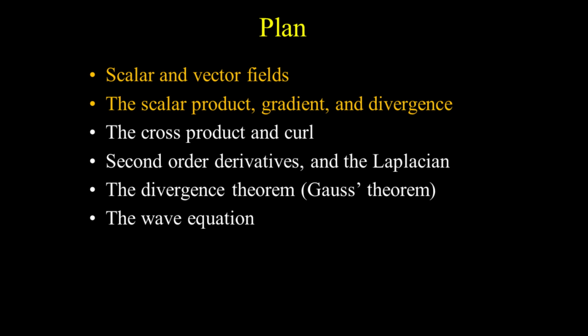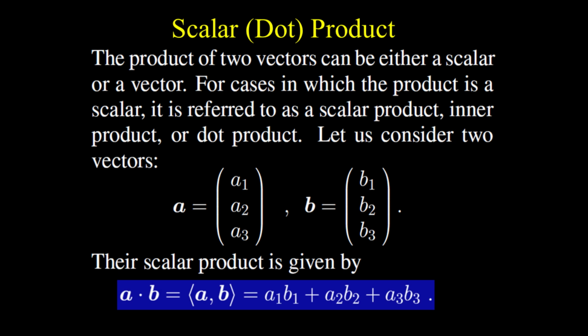Let's now review the notions of scalar product, gradient, and divergence. The product of two vectors can be either a scalar or a vector. For cases in which the product is a scalar, it is referred to as a scalar product, inner product, or dot product. Let us consider these two. Notice that the dot product between two vectors gives a scalar result.